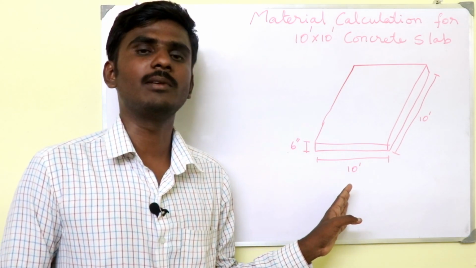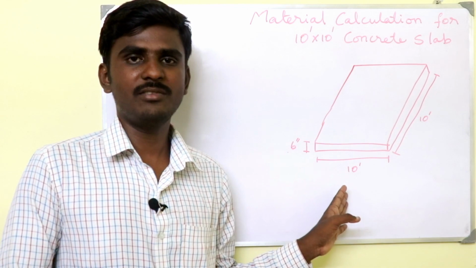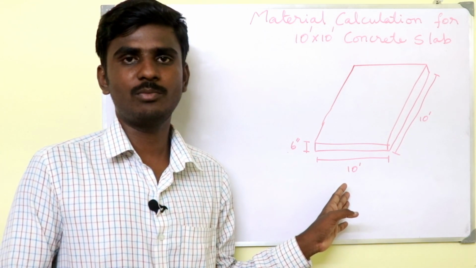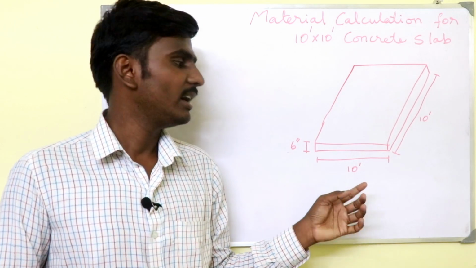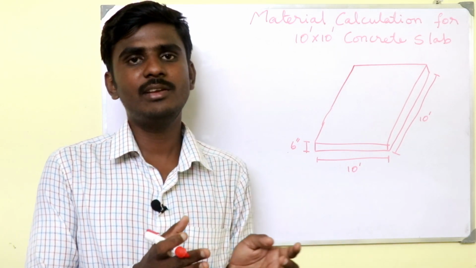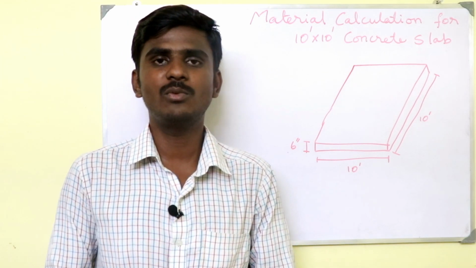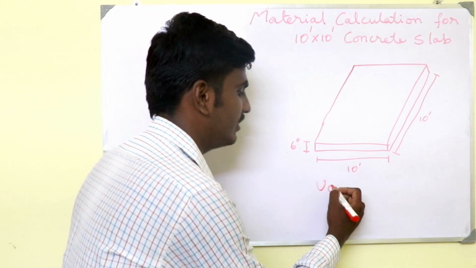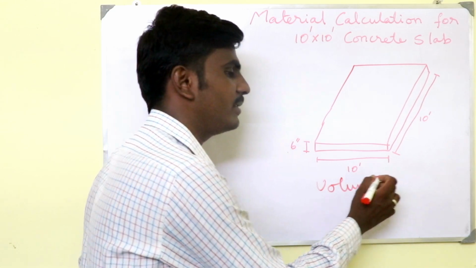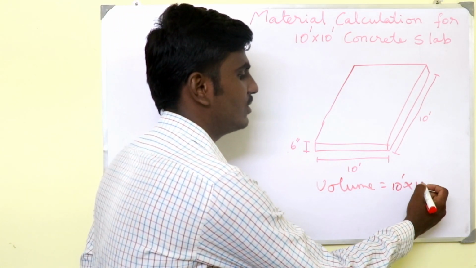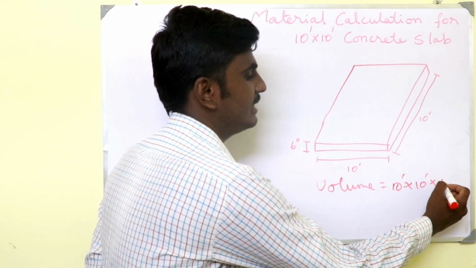That is our problem. For the calculation we need some data. That data means how much volume of concrete we are providing. Volume means we know the 3 dimensions should be multiplied to get the volume. One is 10 feet, another one is also 10 feet, another one is 6 inch.